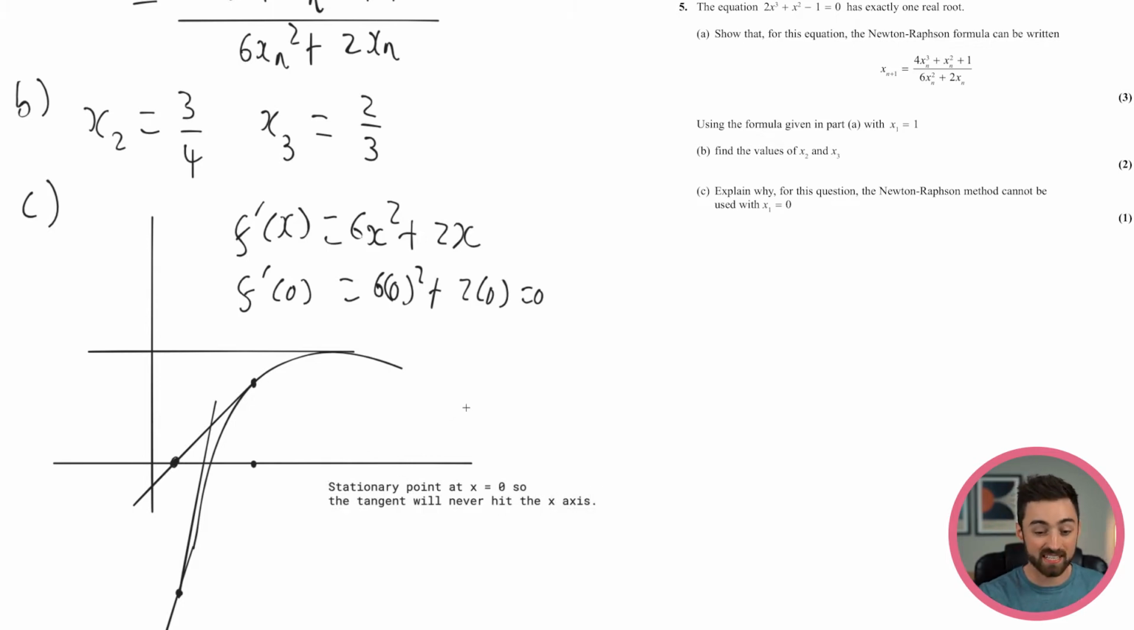You can also see how this is going to mathematically break down, because in the formula I get the derivative on the bottom. But if I'm trying to divide by the derivative and the derivative is zero, you're dividing by zero there, and that's not going to work out. So that's why.